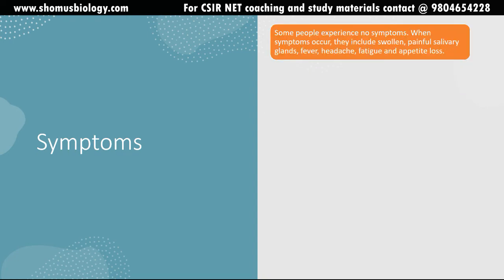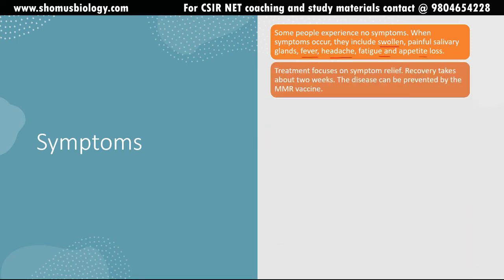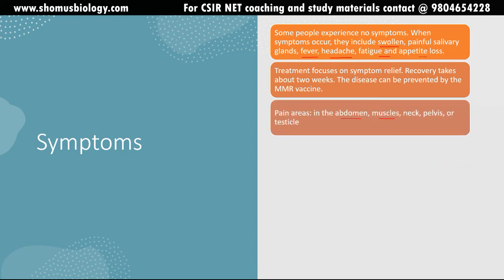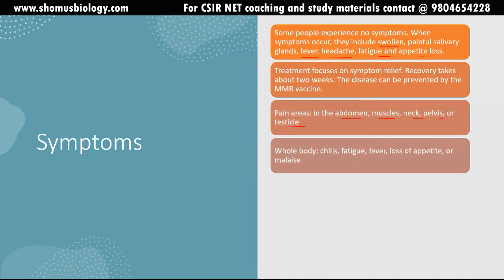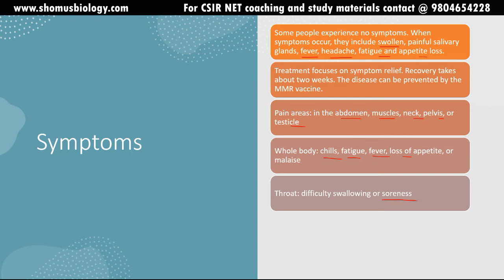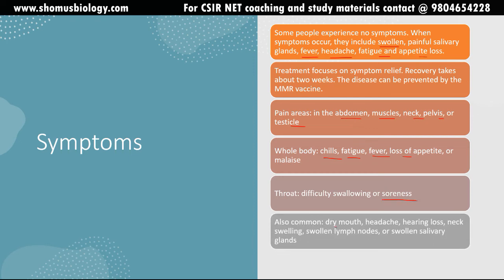What are the symptoms of this disease? Some people experience no symptoms, but when symptoms occur they include swollen, painful salivary glands. That is a remarkable feature. Also fever, headache, fatigue, and appetite loss. The treatment focuses on symptom relief. Pain areas can be the abdomen, muscle, neck, pelvis, or testicle. Whole body chills, fatigue, fever, loss of appetite, or malaise will be there. Difficulty swallowing and soreness in the throat are present. Also common are dry mouth, headache, hearing loss, neck swelling, swollen lymph nodes, and swollen salivary glands. These are particularly unique features of mumps.